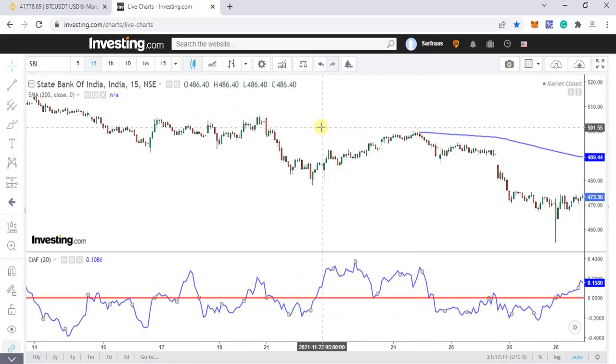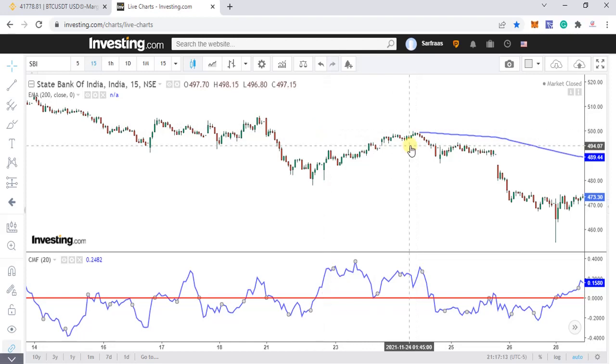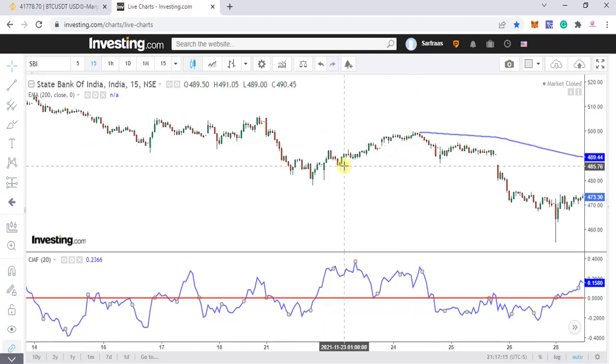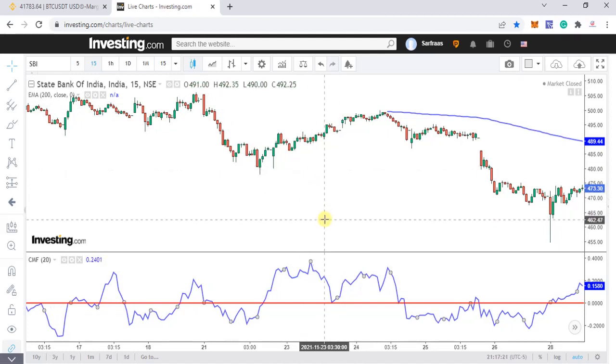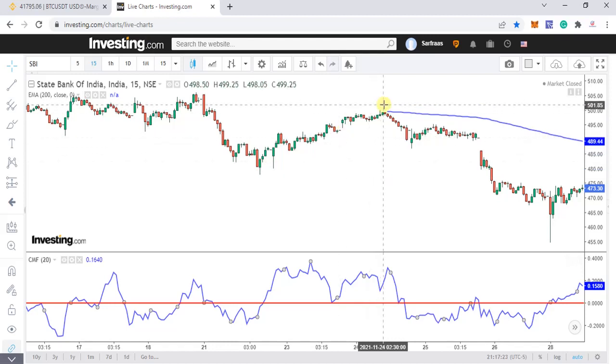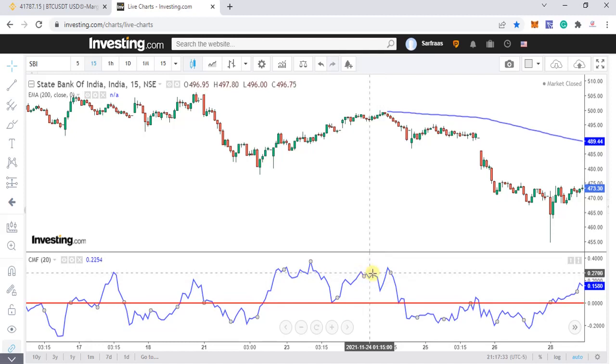Okay, for some reason the 200 EMA is taking time to plot. Okay, so we have seen buy entries, so how can you take sell entries over here? Now here we see that the candles are plotting below the 200 EMA, and the CMF is on top. So if we are considering the same rules, I wouldn't be taking a sell call over here. There is still a bounce.